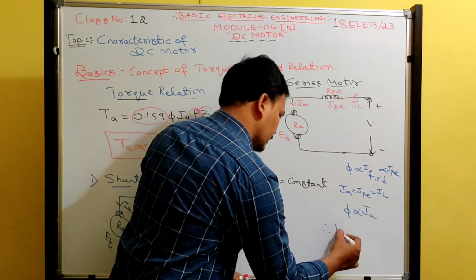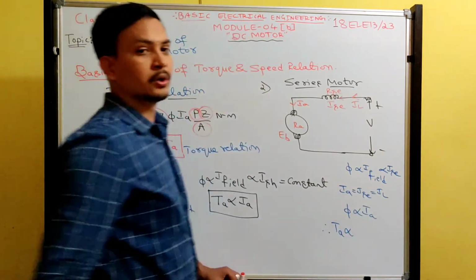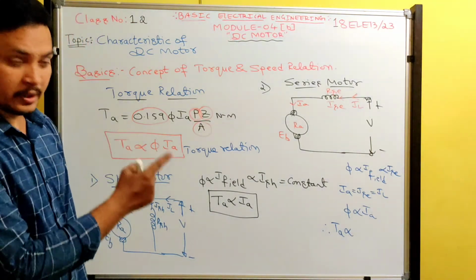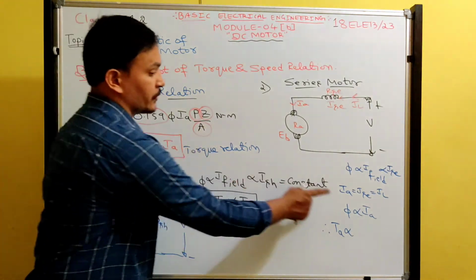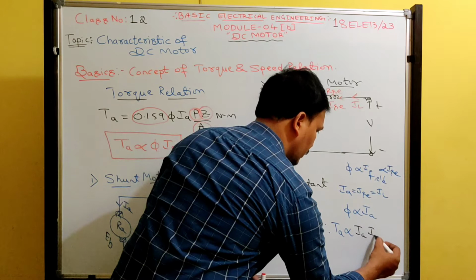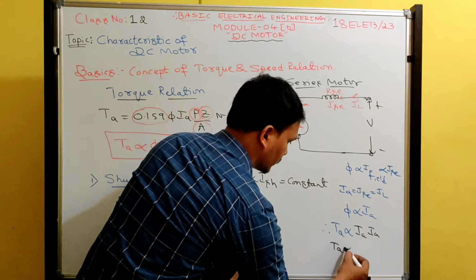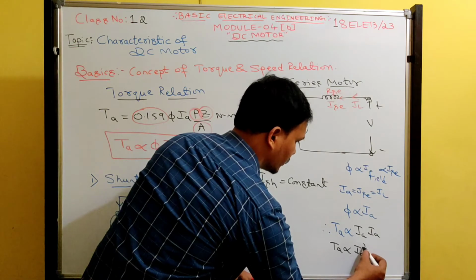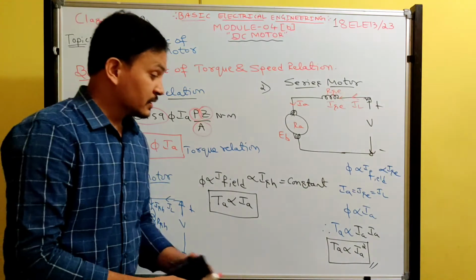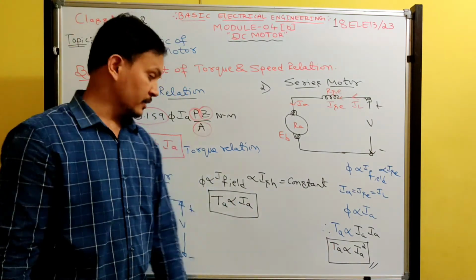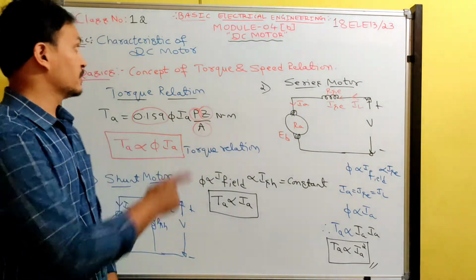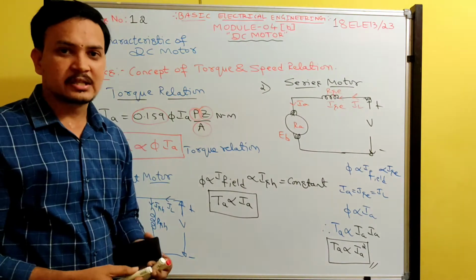And therefore the armature torque is proportional to what? Phi into Ia. But phi is proportional to Ia, so Ia into Ia. Armature torque is proportional to the square of the armature current. So this is the torque relation for the series motor, and the earlier one is for the shunt motor. This relation is very important to understand the characteristics of DC motors.